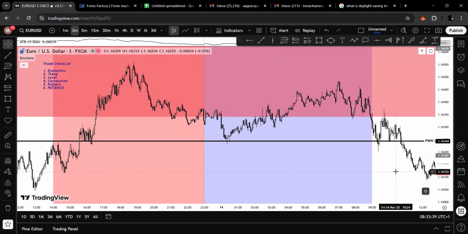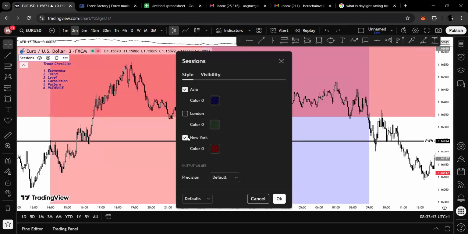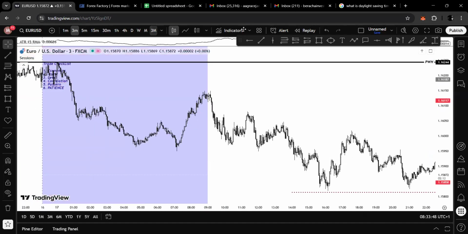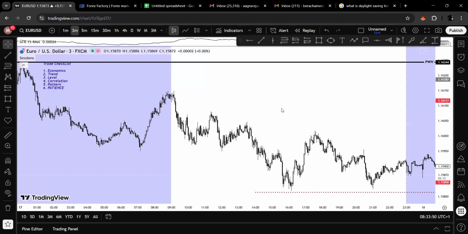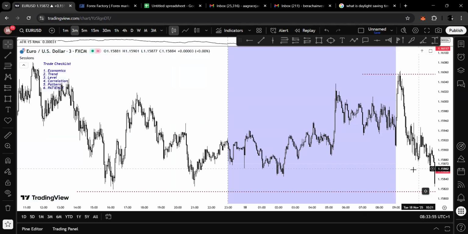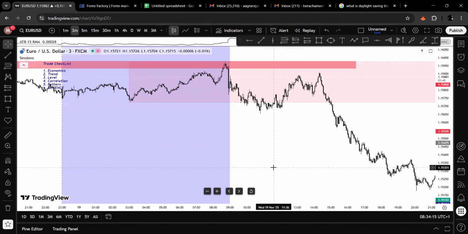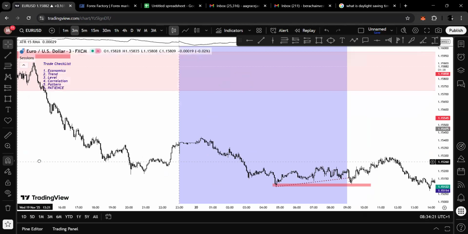Okay, so now let me take out the New York. Let's have only the Asia. So this is sessions. If you are trading in a particular session, it has to be assets that are active in that particular session. So for example, I trade London session. That's why I trade only Euro USD. I can trade GBP USD.